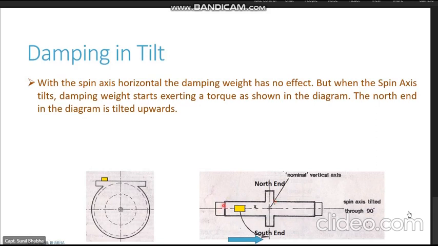Right now in the right hand side diagram, you see the north end is tilted upwards by 90 degrees and the south end is tilted downwards, and this damping weight is trying to apply a torque or a force on the south end of the spin axis as represented by this arrow. So let's show this in diagram number 1.